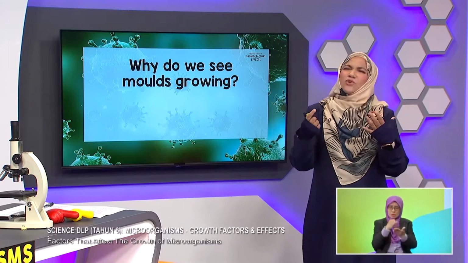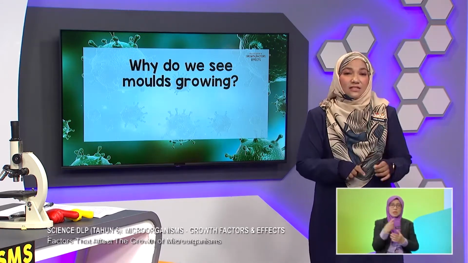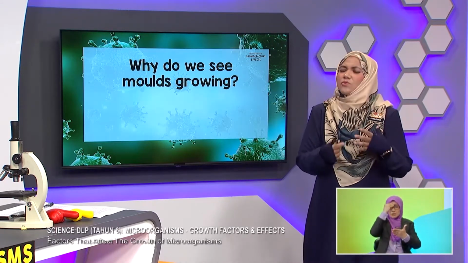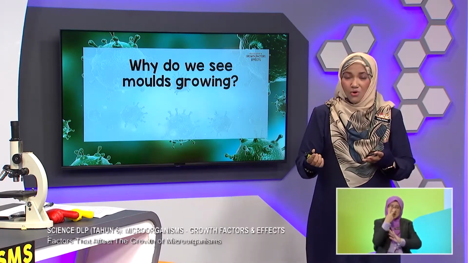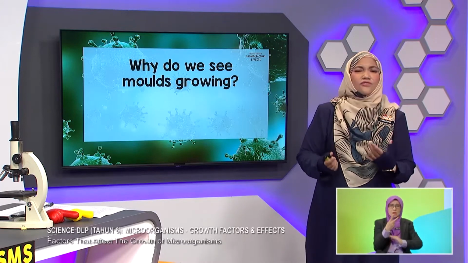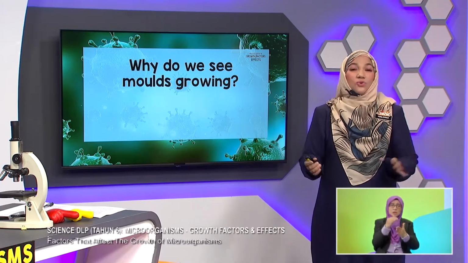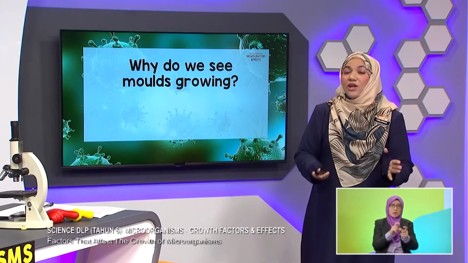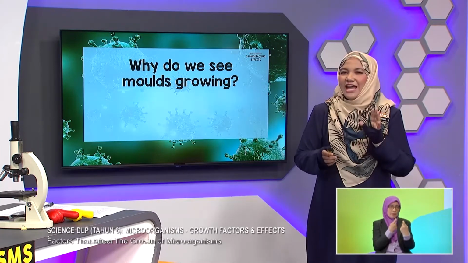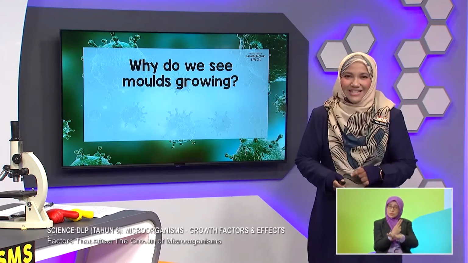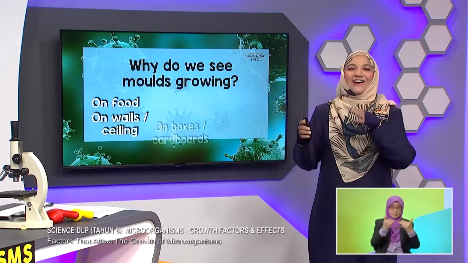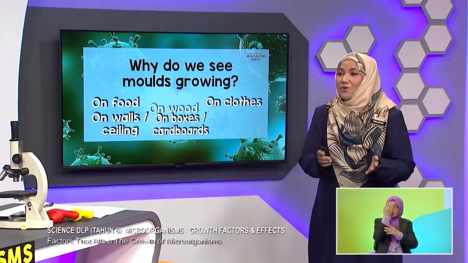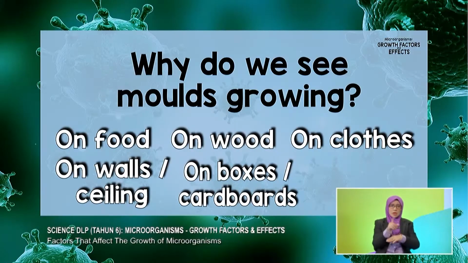So we have learned science process skills. The first one is observing. So when we observe these things, we must think, is it good or bad? Does it bring any harmful effects, or is there nothing to worry about? So that is why we need to put on our thinking cap and do a little bit of investigation. So I will explain to you where moles can grow: on food, on wall ceilings, on wood, clothes, like we have mentioned just now.